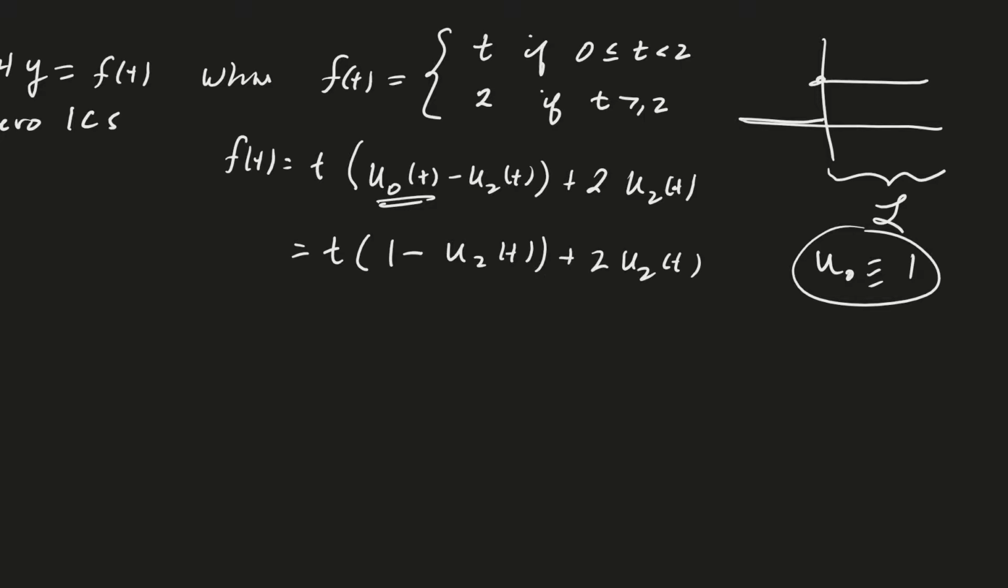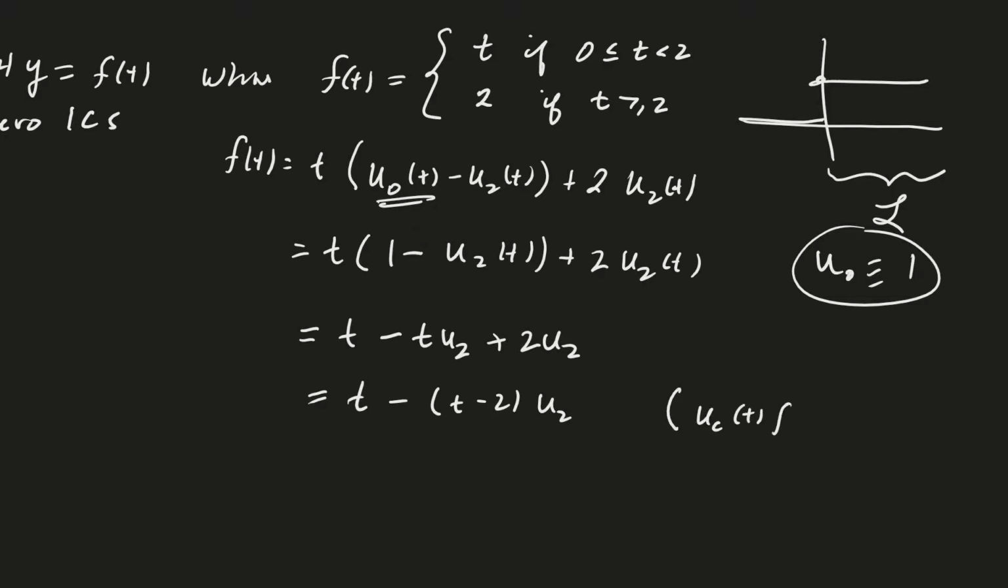Okay, and now I'm anticipating needing to take the Laplace transform, so let's simplify this. So that's going to be minus t u sub 2 plus 2 u sub 2, and you can abbreviate your Heavisides this way if you'd like. And I see something nice here. If I take a minus out, that'll be t minus 2 u sub 2. Notice I'm thinking of the u sub c of t, f of t minus c, in the back of my mind. Okay, good.